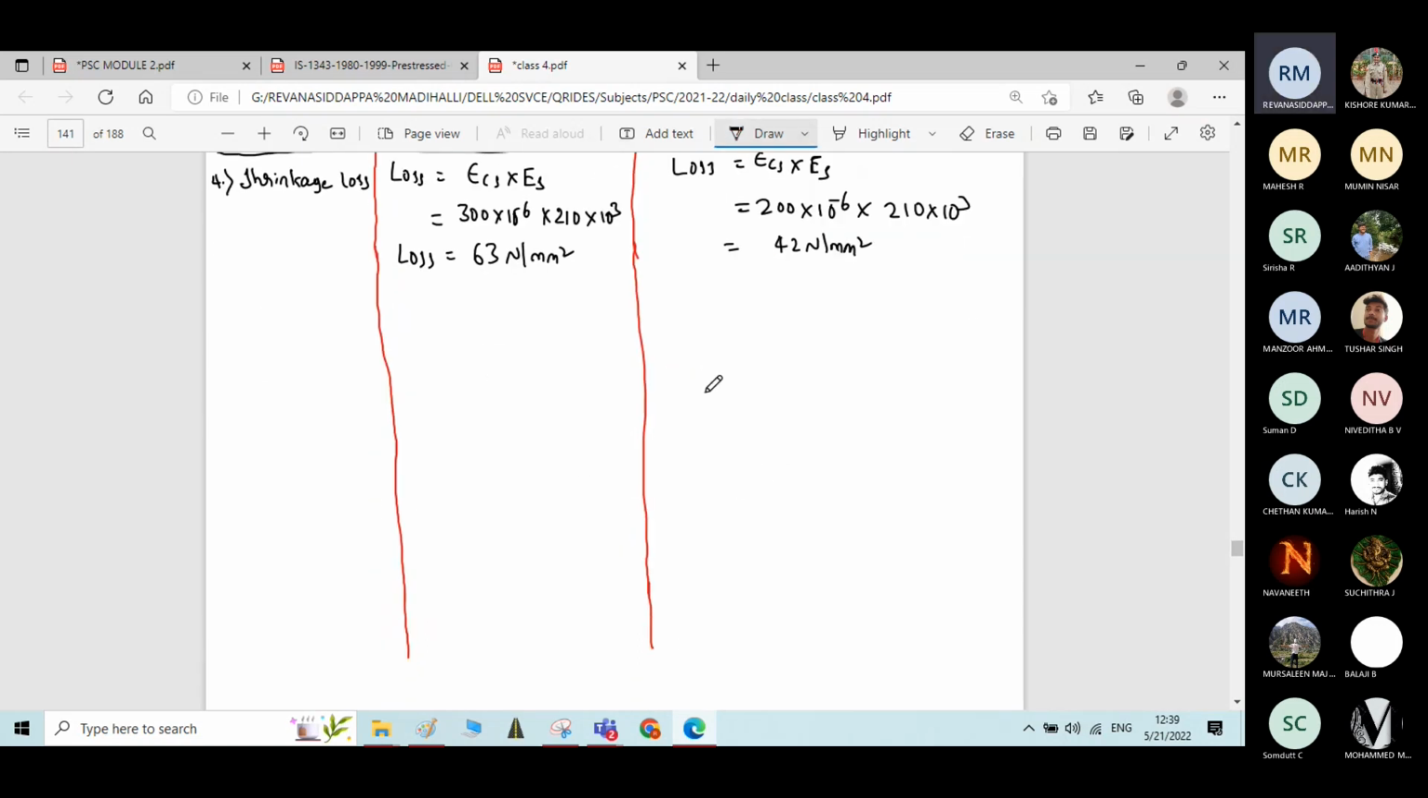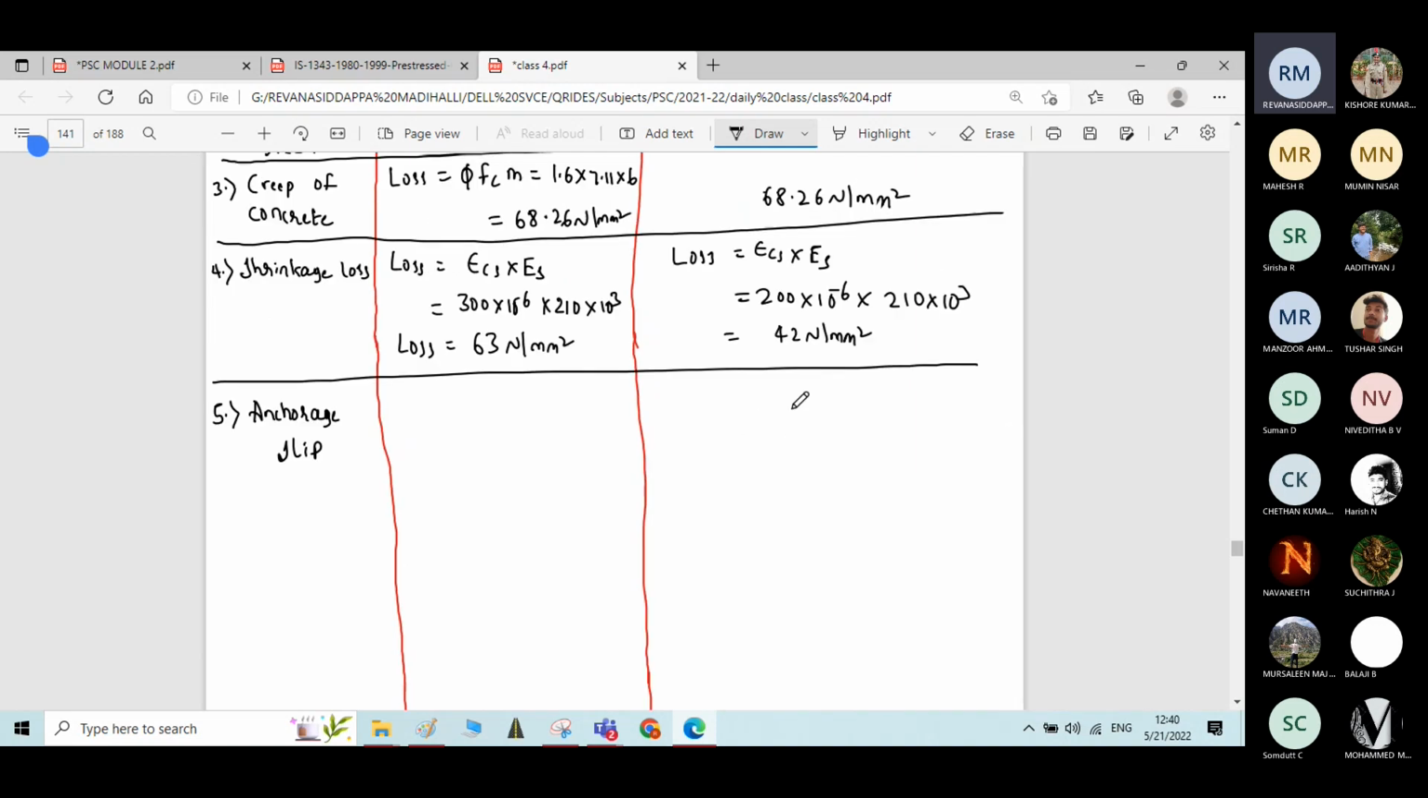Now, the fifth one, loss due to anchorage slip. With respect to loss due to anchorage slip, it will be there only in case of post-tension members, not in pre-tension members. It will not be there because we are not going to provide anchors for the pre-tensioned case. We are going to provide anchorages for only post-tensioning cases. There you will get anchorage slip.